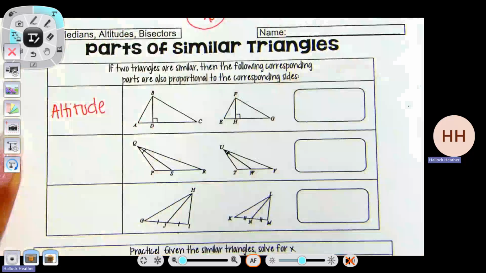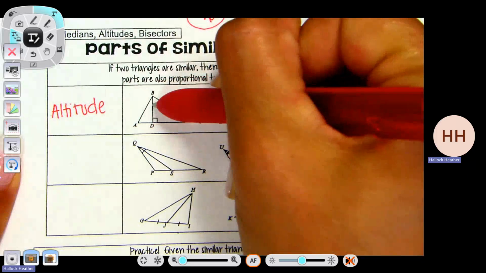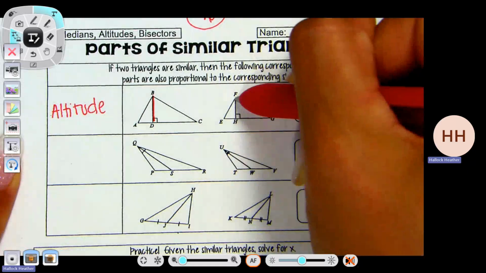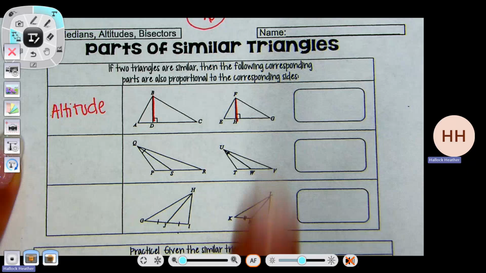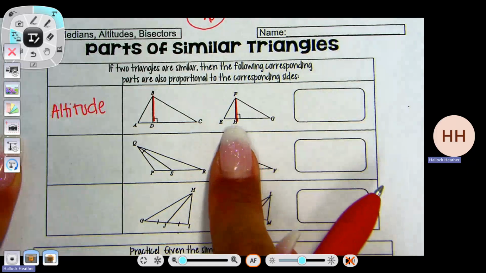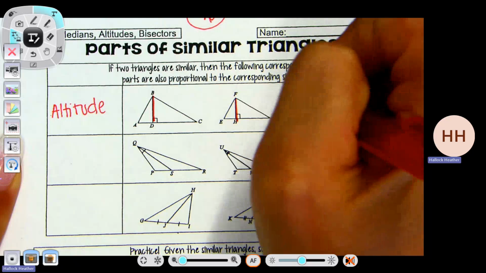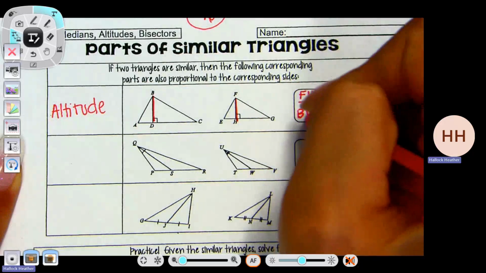If you go on a plane, it says the altitude of the plane is blah, blah, blah. That means it's just how high you are. So if it has this part right here with the 90-degree angle, that represents the height. We're still going to do small triangle over big triangle. So if I say F, what is that, H? FH is the altitude of the small triangle. What's the altitude of the big triangle? D or DV, either way, okay?